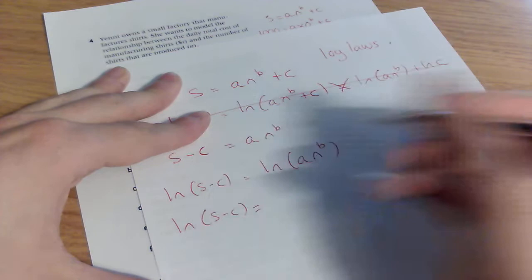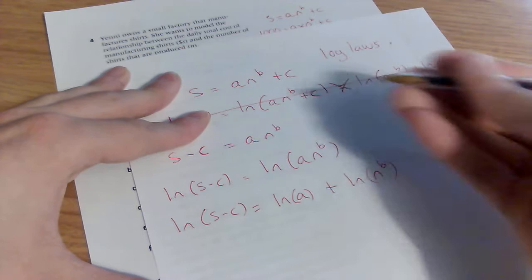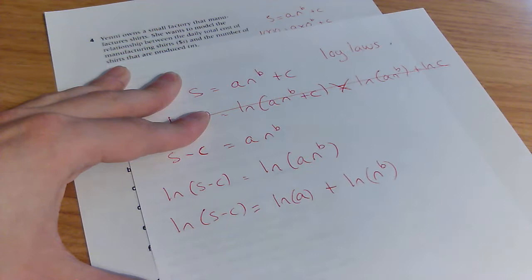And it's the reverse of the powers. Remember, logs are powers. So I won't be lazy. I'll write this out again like that. And then I'm going to write these two here. So natural log of A add natural log of n to the power of b. So that's something you can do because these two are multiplied there. And if we had these two being added, we could combine them into one multiplication log there.